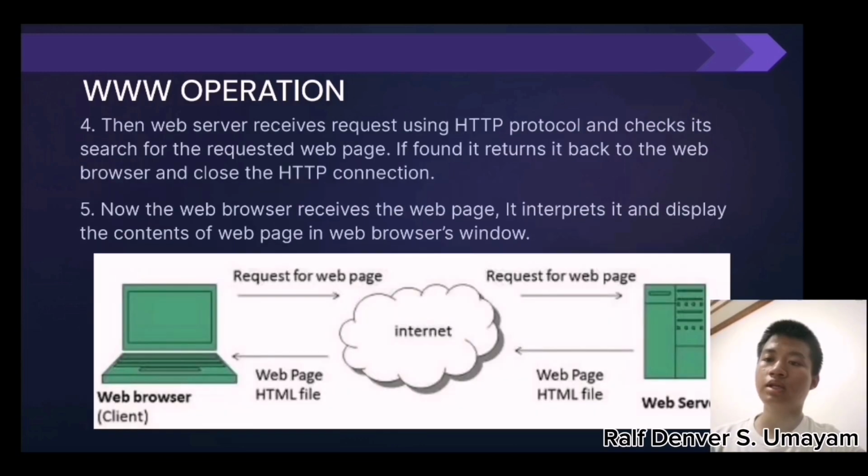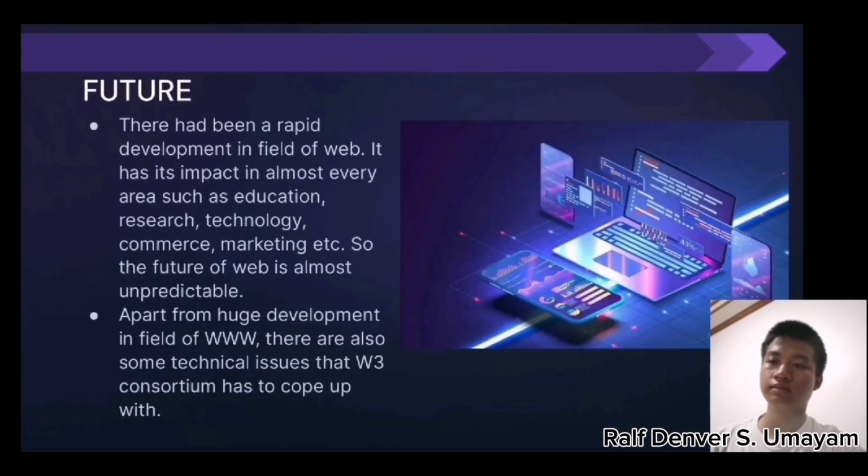Number 4: the web server receives the request using the HTTP protocol and searches for the requested web page. If found, it returns it to the web browser and closes the HTTP connection. Number 5: the web browser receives the web page. It interprets and displays the content of the web page in the web browser's window. It's like sending a letter, but with computers talking to each other.